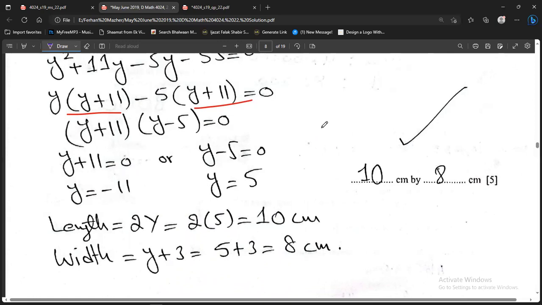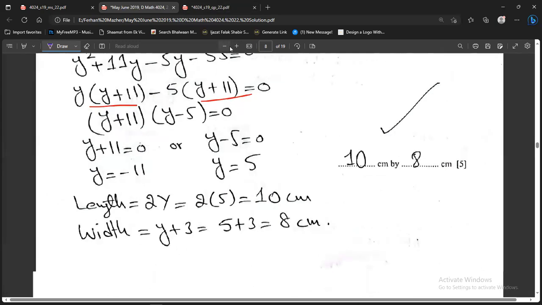So I will neglect y equals minus 11 because y is the side of the square and cannot be negative. So now I will take y equals 5. The length of the big rectangle is 2y. That will be 2 into 5, that will be 10. The width is y plus 3. So that will be 5 plus 3, and that will be 8 centimeter. So the dimensions of the big rectangle are 10 centimeter by 8 centimeter.